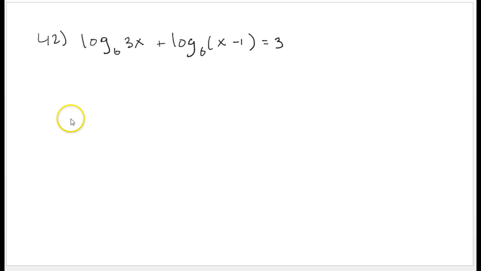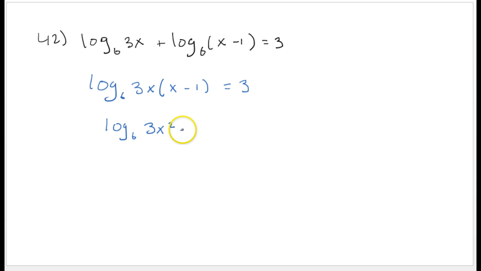For number 42, we're going to apply pretty much the same strategy as before. We notice that these two are base 6 numbers. If they're base 6 numbers, we can combine them because of our product property. So let's combine these two log base 6 numbers into one. So here's log base 6 of 3x times x minus 1, and that is just going to be equal to 3. When I distribute this 3x to these two terms, I actually get log base 6 of 3x squared minus 3x is equal to 3.